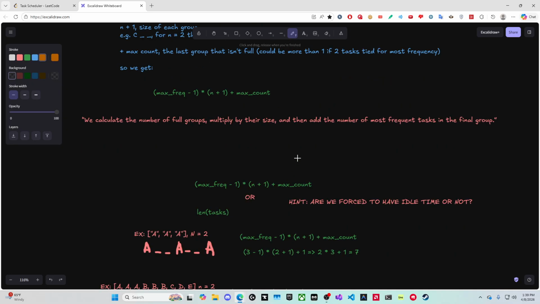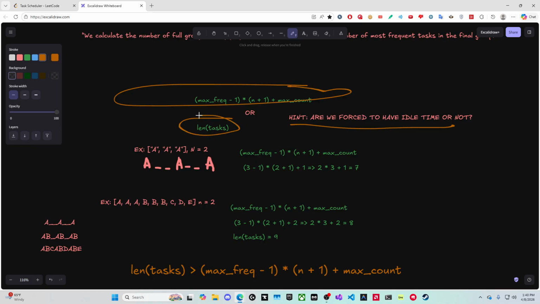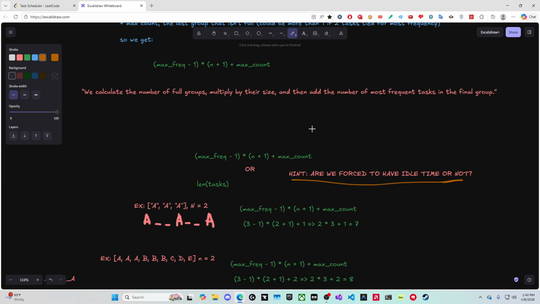Okay. So, is this basically always going to be the case for a formula to count the minimum number of CPU intervals? The answer is no, okay? Because it could be just the length of the tasks that would give you the correct answer. And I have some examples to kind of illustrate that to you, right? Because really what we're asking, this is basically cases where we have idle time, right? And this is cases where we don't. That's really what we're asking, right? Are we forced to have idle time or not, right?